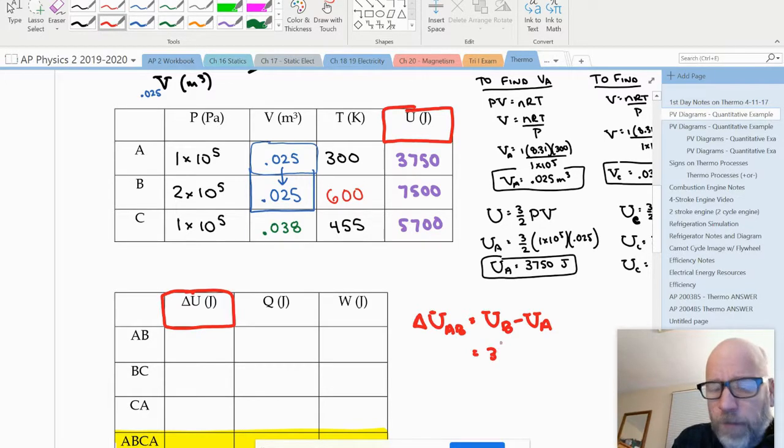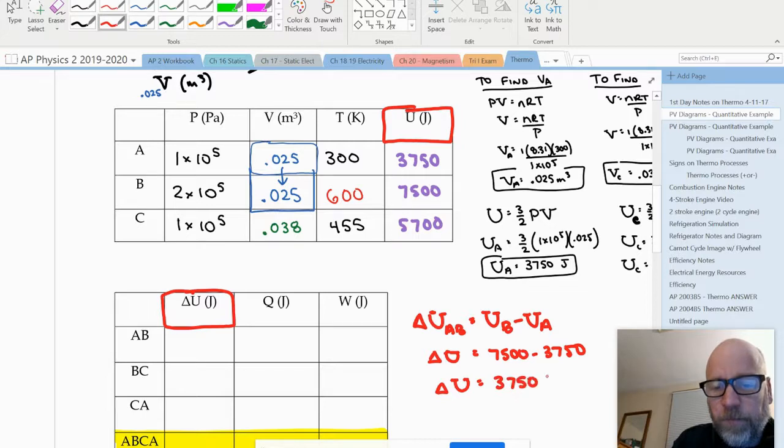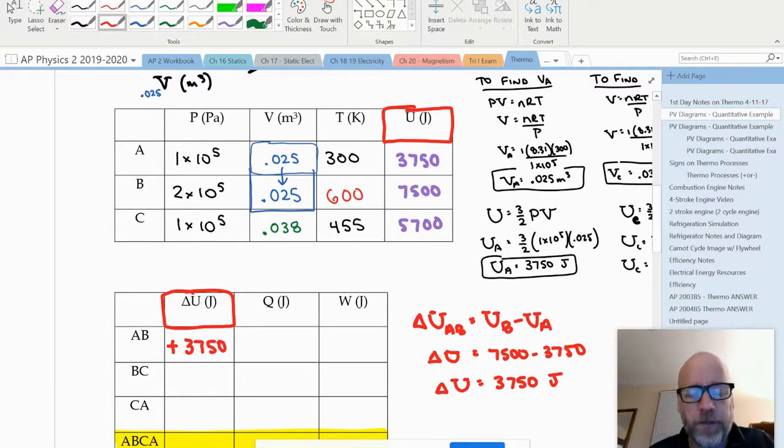So the numbers work out kind of funny here, in a very clean way. You're welcome. The change in internal energy is increasing. I'm going to put a plus. I am. You don't have to. I understand the lack of sign means positive.